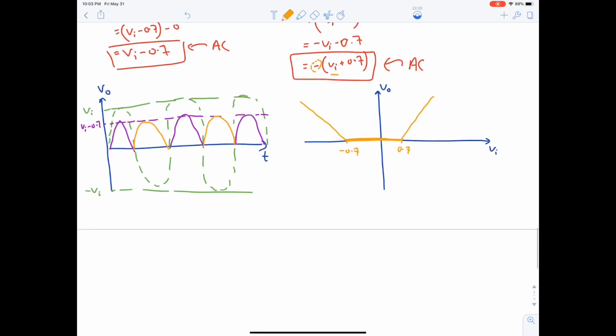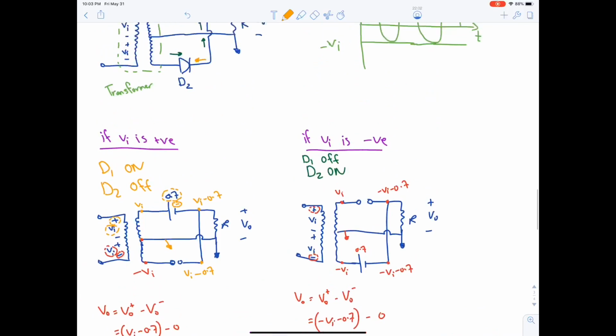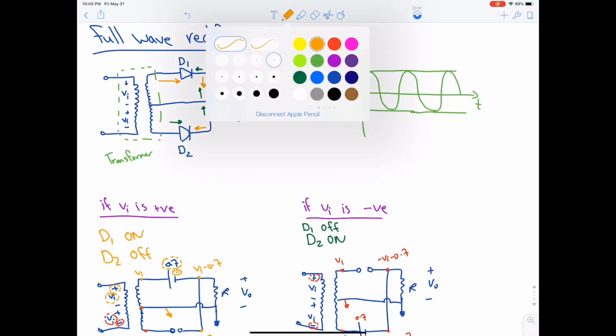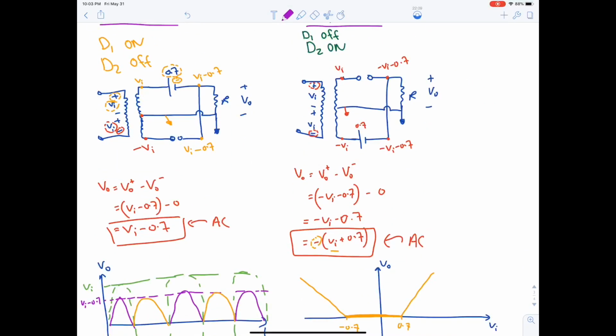Now, the last part is the PIV. Here in the full wave rectifier, we have two PIVs. Why? Because there are two diodes. What are the PIVs? PIV for D1 and PIV for D2. Here we have two sources, so the PIV will be 2Vi minus the other diode. For example, here we are having D1, then it will be 2Vi minus VD2. Here it's VD2, then it will be minus VD1. Okay?